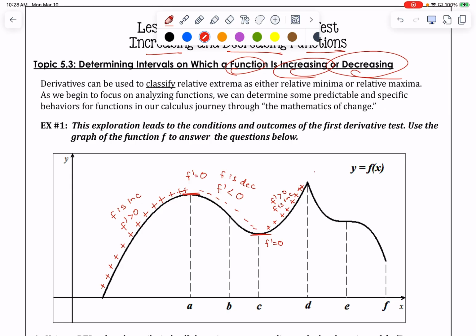What happens at D? F prime is undefined. It's a cusp, which is a possible relative extrema. What's happening from B to E? And from E to F? F is decreasing because F prime is what? F prime is less than 0, so F is decreasing. I meant to say is, but whatever.